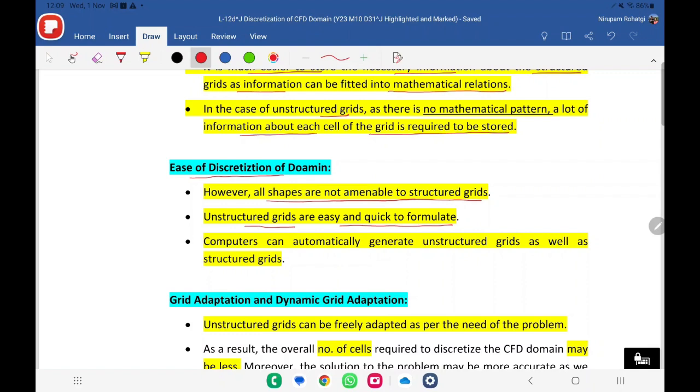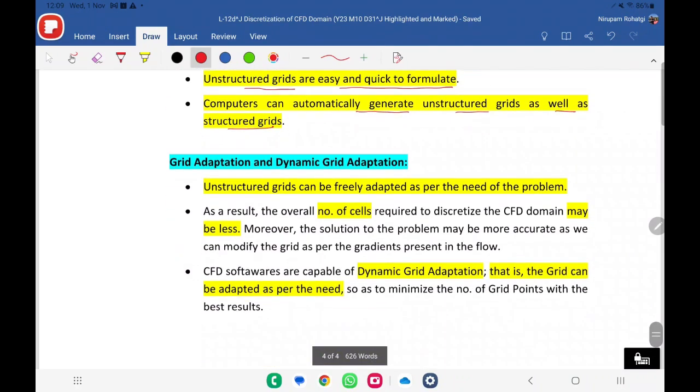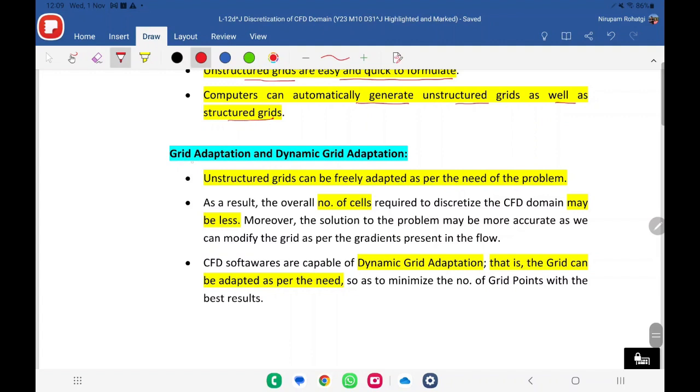Right? Now, computers can automatically generate unstructured grids as well as structured grids. There are programs, even structured grids they can do on their own. There is nothing like structured grids cannot be made. They can also be made. Okay. Now the main thing is something called grid adaptation and dynamic grid adaptation. This is important. Why does unstructured grid become important?